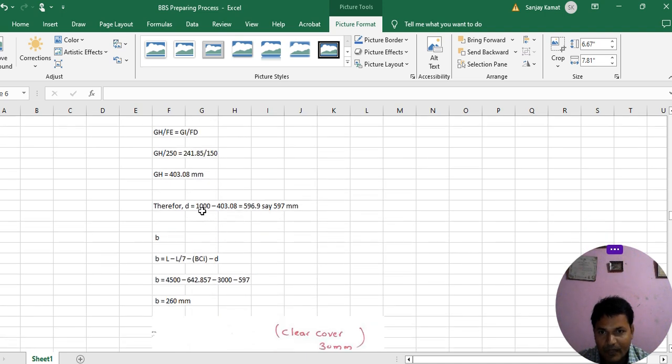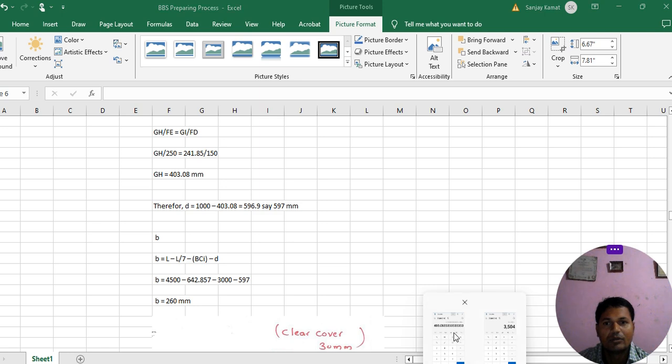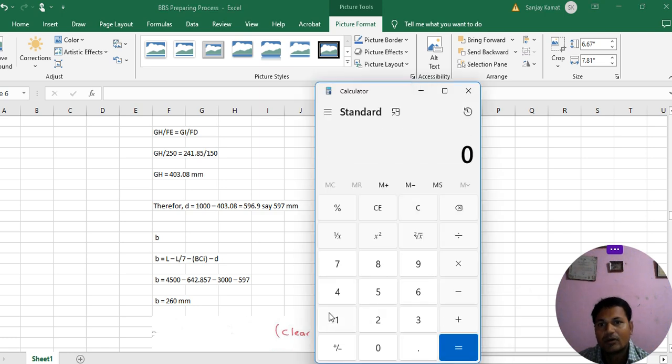Now to calculate D, what do we have to do? We have to subtract 403.08 from 1000. If we subtract 403.08 from 1000, then how much will it come? It will come 596.9. Okay, 596 point how much? Use the calculator: 1000 minus 403.08. How much is it coming? 596.92.